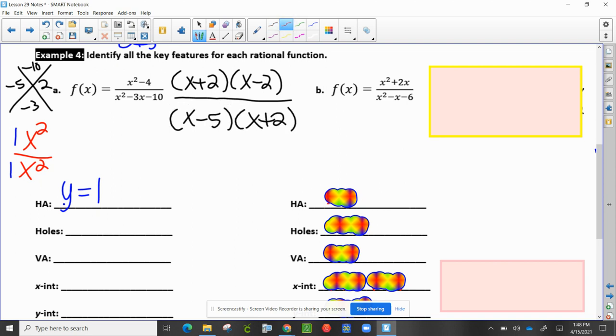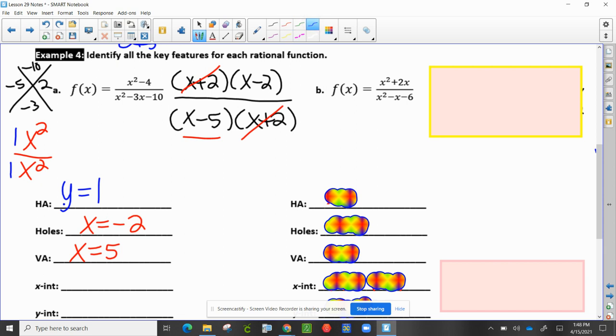Okay, so I can see right away these x plus 2's are going to simplify out. That means we have a hole at negative 2. We'll have a discontinuity there. What's left over is x minus 5. So that means we have a vertical asymptote at 5.